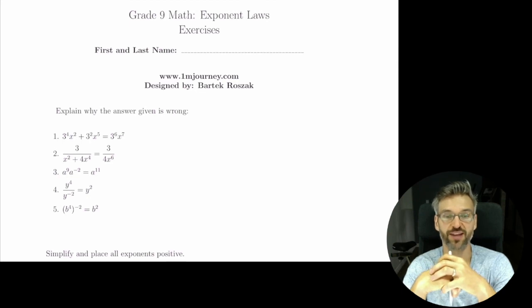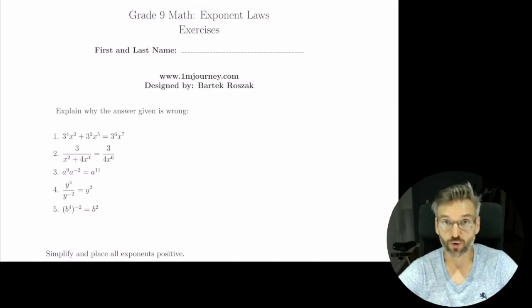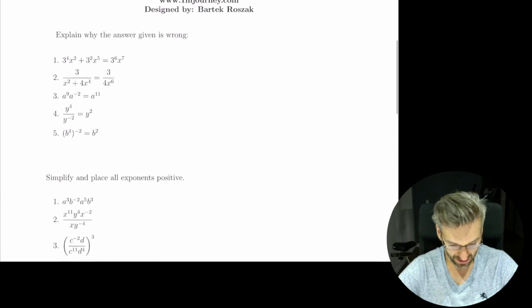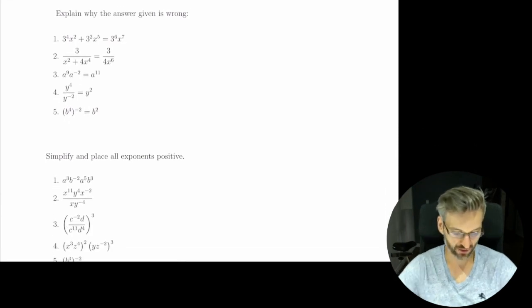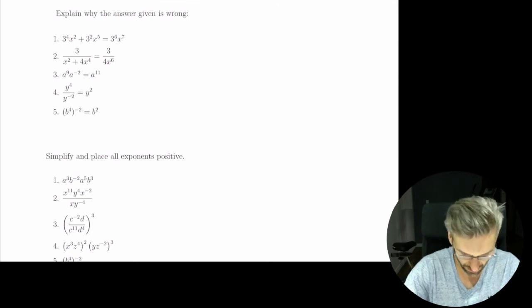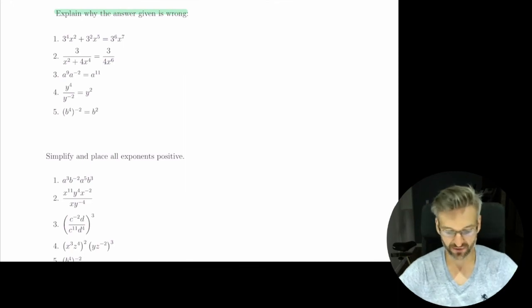All right, so if maybe you're just continuing to watch, or you've actually tried these questions, let's take a look at this particular handout, and that's going to put a wrap on these exponent laws, and then we can move on to some other stuff. So what we have is basically this handout, and there's about 10 questions, so 5 questions each. The first set of questions states, explain why the answer given is wrong. And then the second set of questions simply says simplify and then place all the exponents positive.